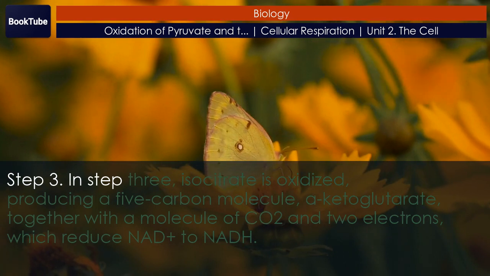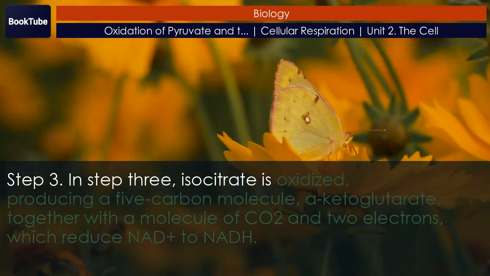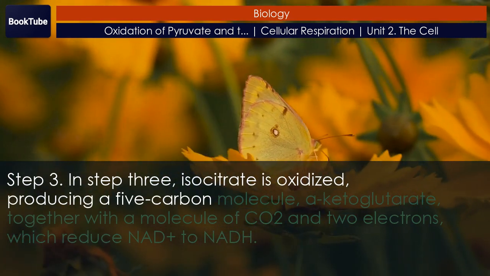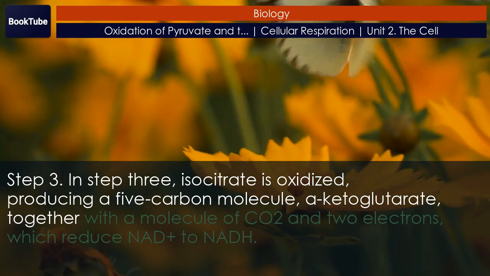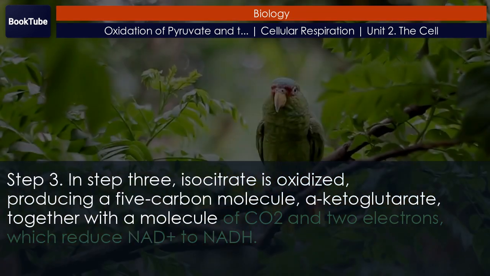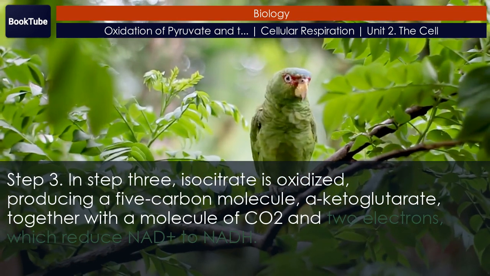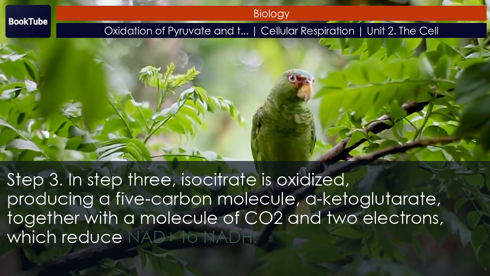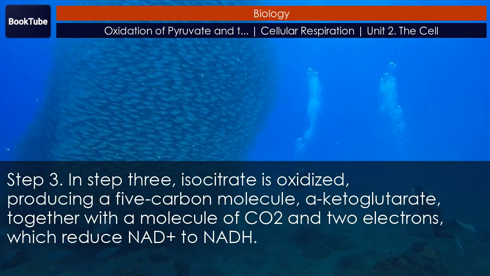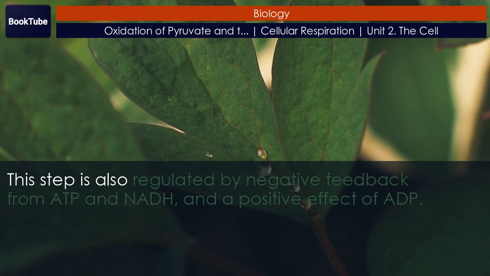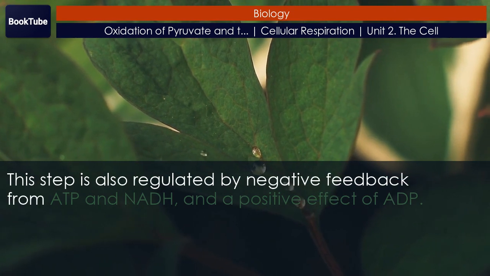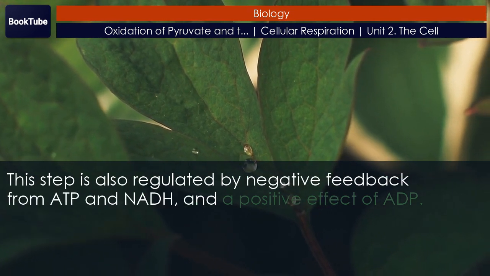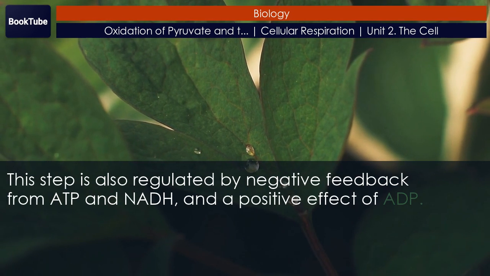In step 3, isocitrate is oxidized, producing a 5-carbon molecule, alpha-ketoglutarate, together with a molecule of CO2 and 2 electrons, which reduce NAD+ to NADH. This step is also regulated by negative feedback from ATP and NADH, and a positive effect of ADP.